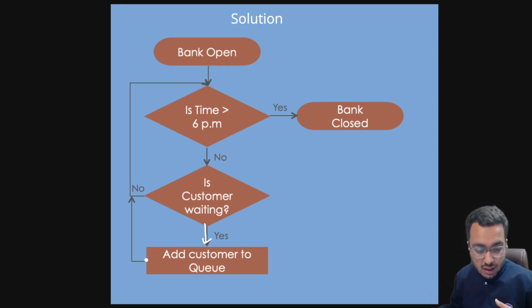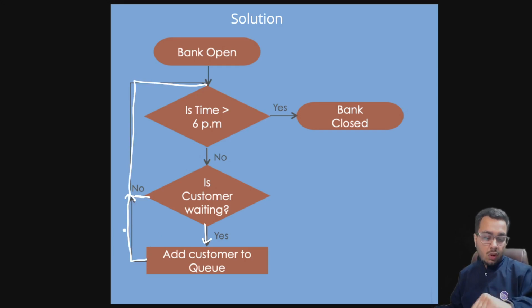Then after doing both the steps, whether the customer is waiting or not, he will continuously check when to close the bank. So he's always looking at his watch. What is the time? If there is a customer added to the queue, look at the time. If no customer is waiting, again look at what is the time. So he's doing these two steps repeatedly.